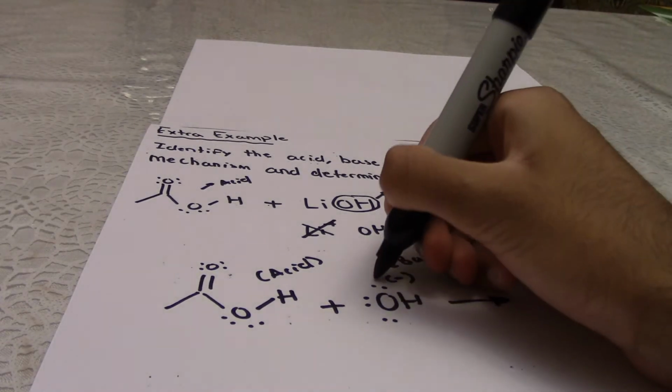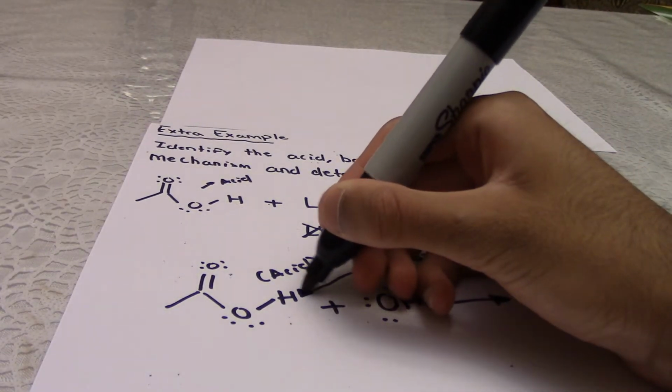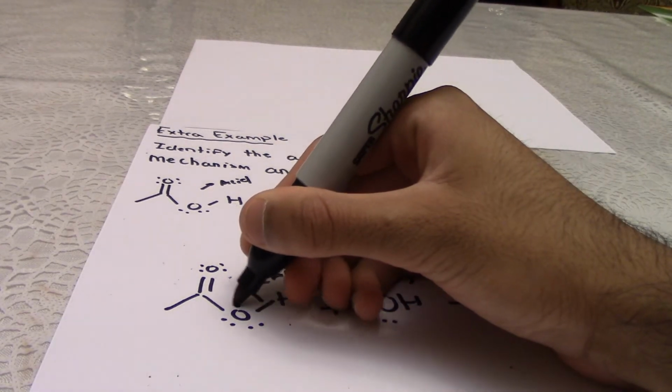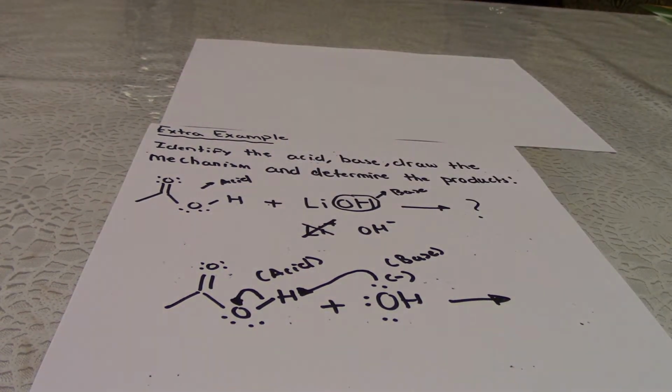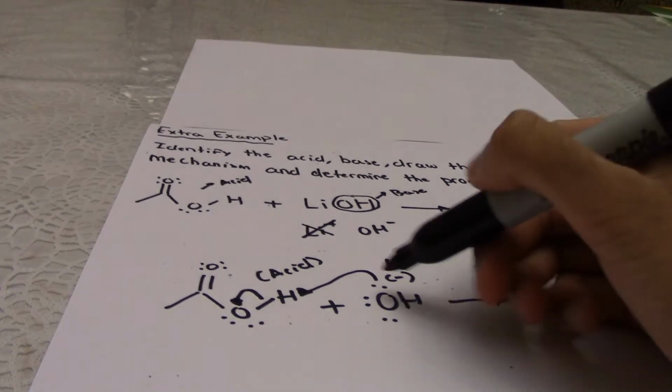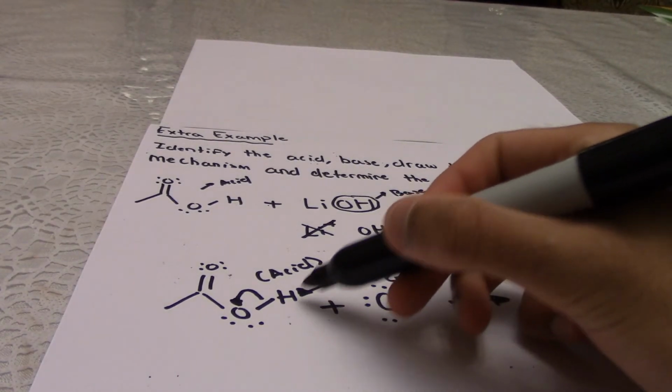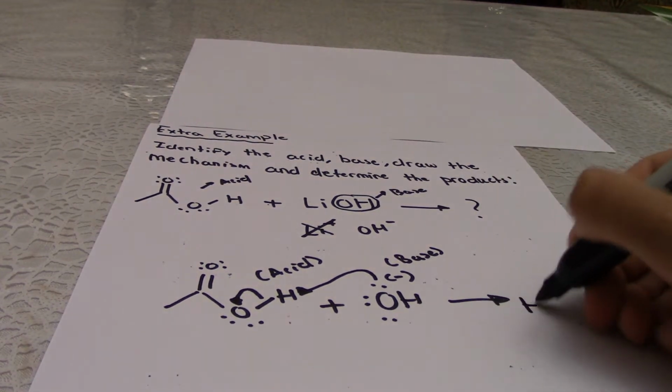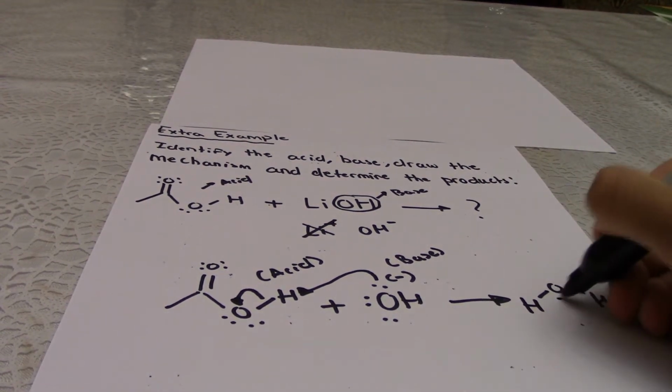So we know that the base is going to abstract the proton from the acid, deprotonating it, and these electrons are going to kick off over here. So that automatically should tell you what the products are, because what's happening is this base is taking this extra hydrogen. So what is it going to become? Well, it's just going to become water. So that's one of our products.